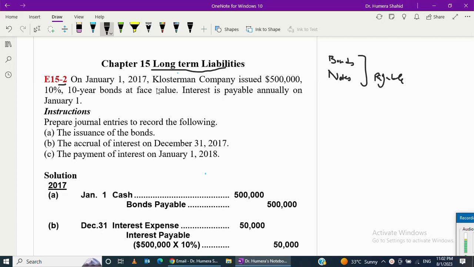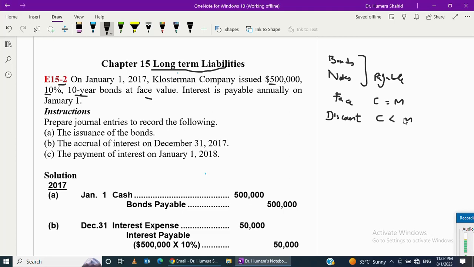On January 1st, 2017, Cholesterol Man Company issued $500,000 10% 10 years bond at face value. Now we know that bonds could be issued at face value, and we issue them at face value when the bond rate or the contractual rate is equal to the market rate. We can also issue the bonds at discount, and we issue the bonds at discount when contractual rate is less than market rate.